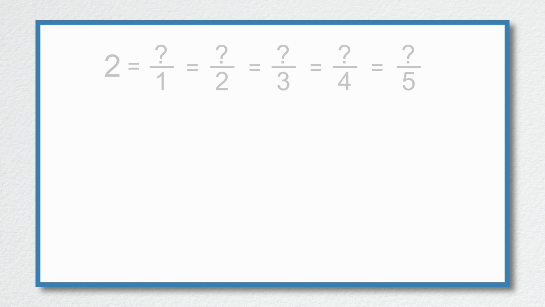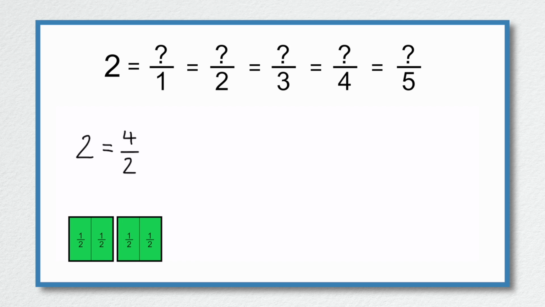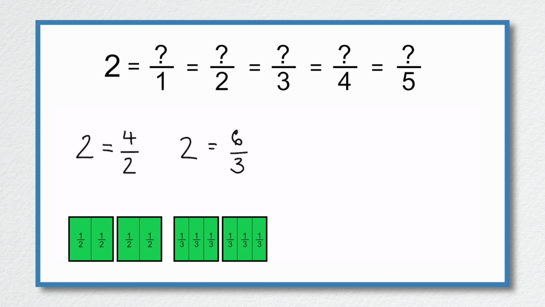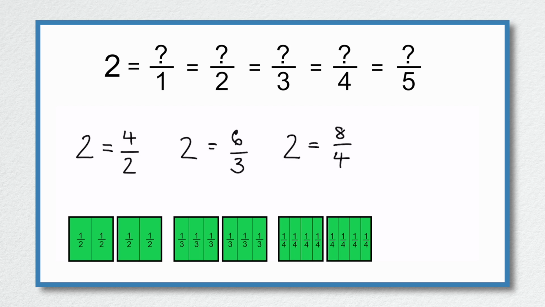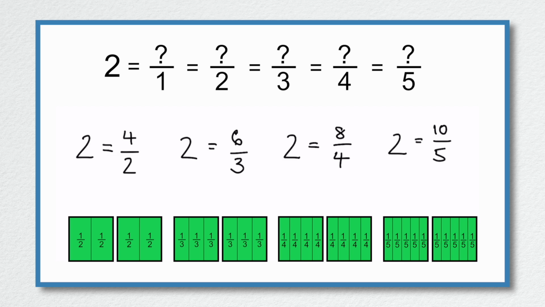But what about if we had 2? How could we write this in terms of halves, thirds, quarters, or fifths, for example? Well, 2 would be made up of 4 halves. In terms of thirds, well, this would be 6 thirds. If this was done in terms of quarters, well, this would be 8 quarters. And in terms of fifths, this would be 10 fifths.